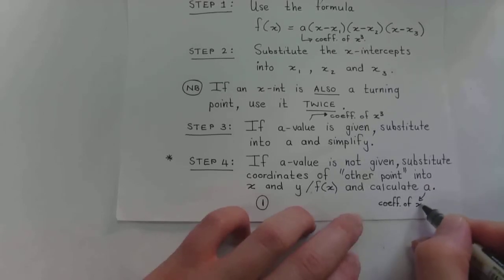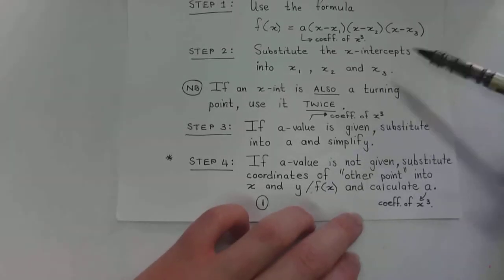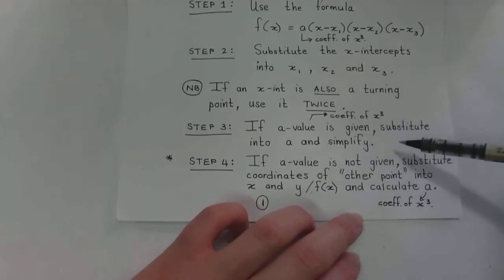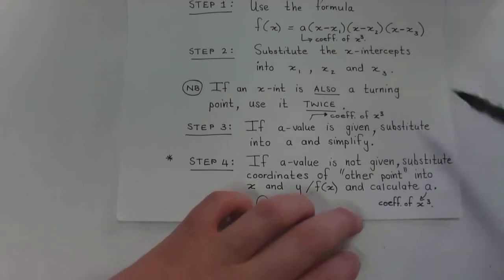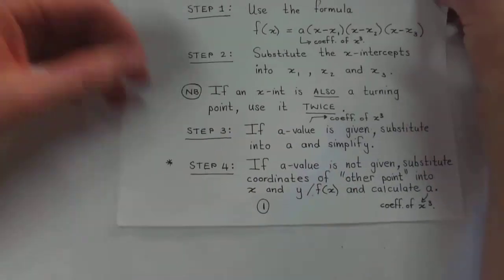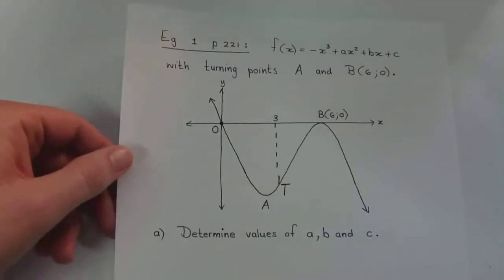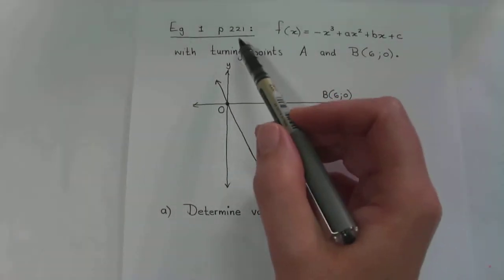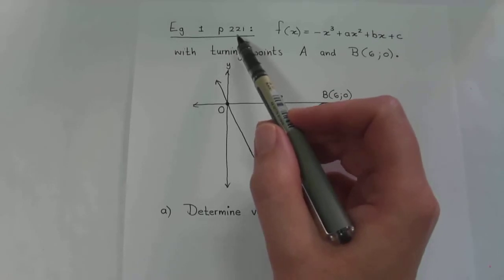Right, so we're going to work through an example, and I'll refer back to these steps every single time I use one of them, just so you can see how all of this links in to how to find the equation of that cubic function. Okay, so this particular example is example 1 in the textbook, Classroom Mathematics, on page 221.